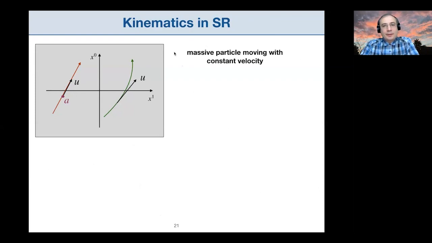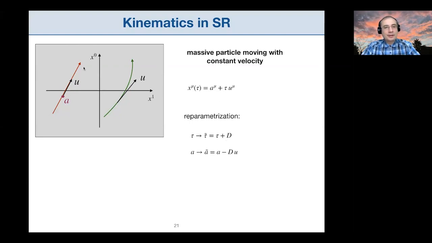As a particular case, we can think about massive particles moving with constant velocity. Such bodies could be centers of another inertial reference frame. If we give one point A along this curve, then obviously this is a possible parametrization of the curve of a massive body moving with constant velocity. This is not a unique parametrization. You can always reparametrize a given world line of this kind. You can add a constant and shift the reference point at the same time. If you do it, you can check that you obtain exactly the same curve, just the same straight line corresponding to the same motion of a massive particle, but using different A and different tau.